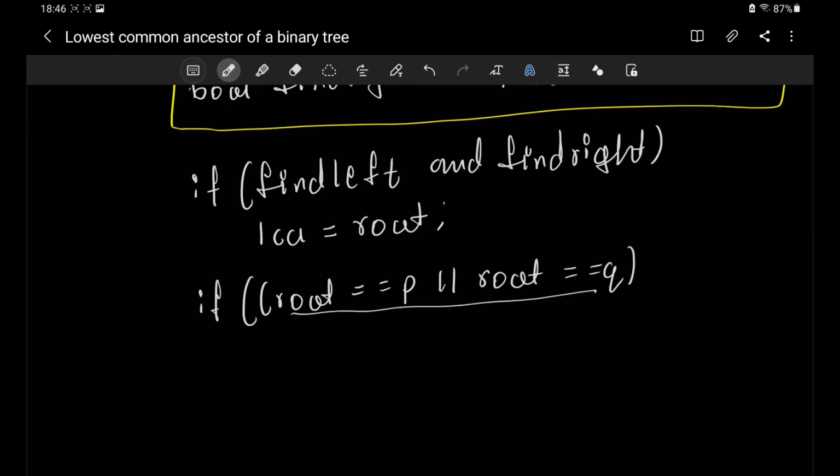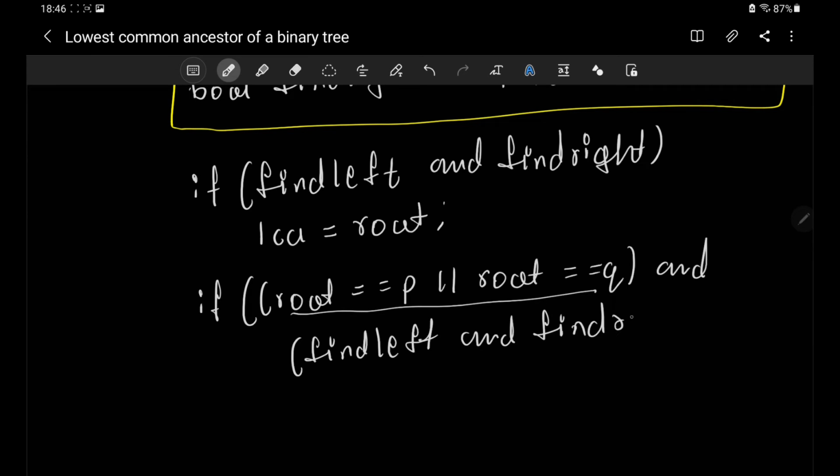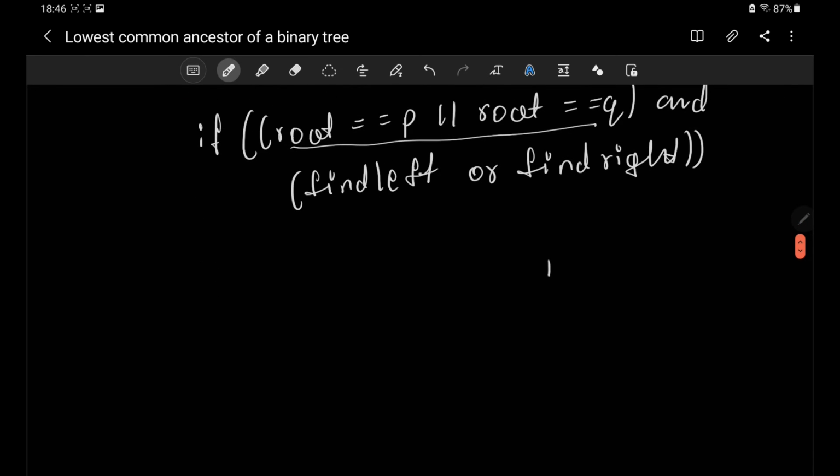That's not the only condition that I should have. Apart from that, I should get something from my left and right. That is find left and find right. Sorry, not and here. It has to be or find right, which means that I took that example, right?